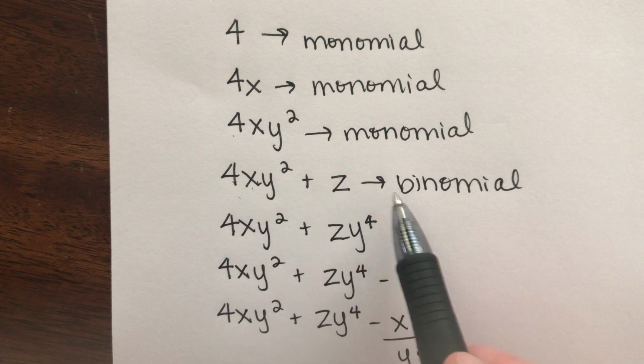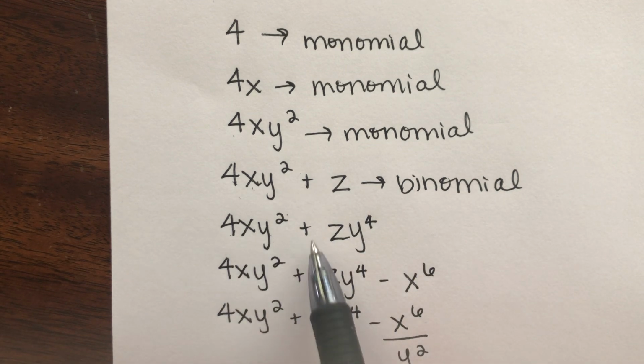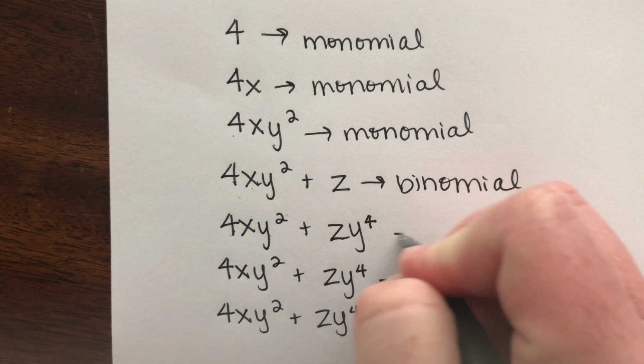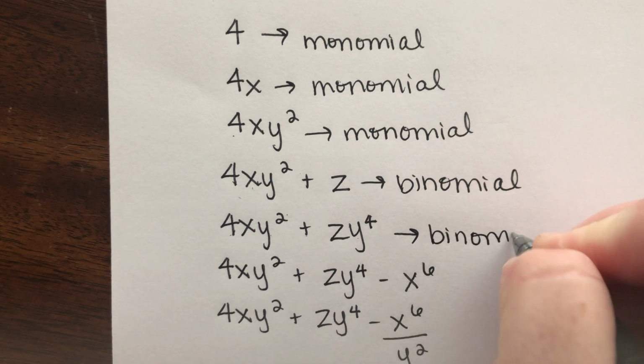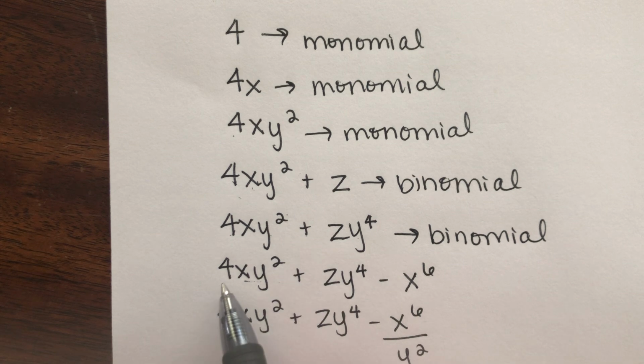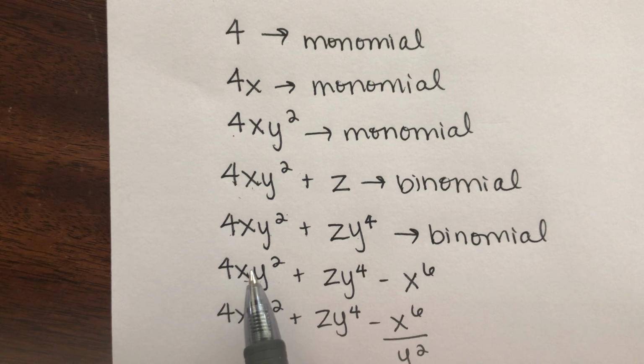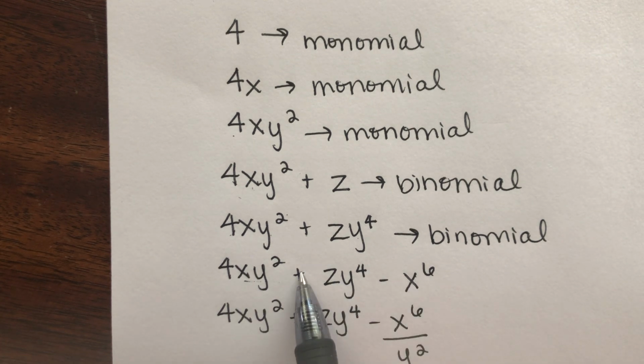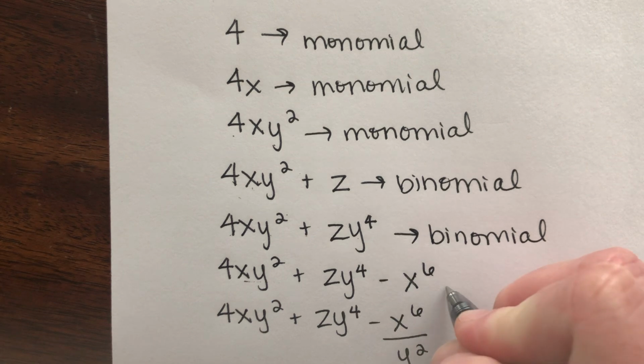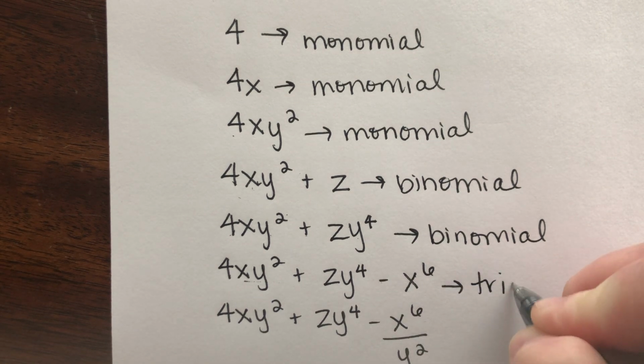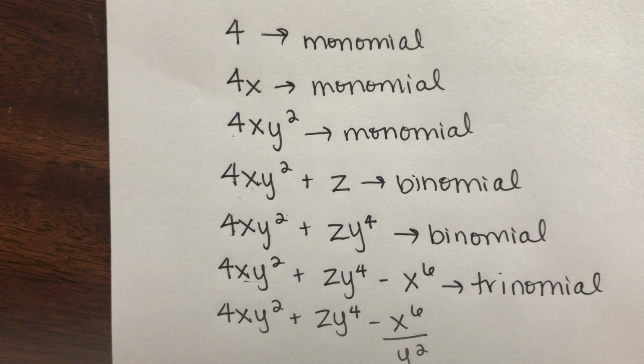But once we start adding in plus signs or minus signs, then we've created more than one term. So here in this case, we have 2. That's a binomial. 4xy squared plus zy to the fourth. Again, another binomial. This guy right here, 4xy squared plus zy to the fourth minus x to the sixth power. This is 1, 2, 3 terms separated by a plus and a minus sign. So this is a trinomial. Trinomial. Sounds like we're emphasizing the meal part. It's not. You're emphasizing the first part, trinomial. You're just saying nomial real fast at the end.